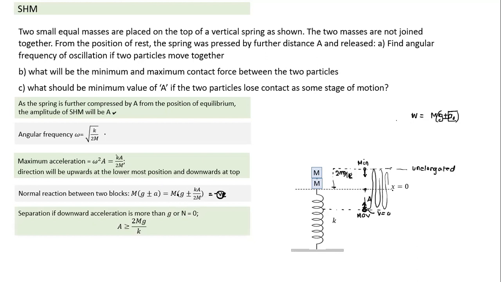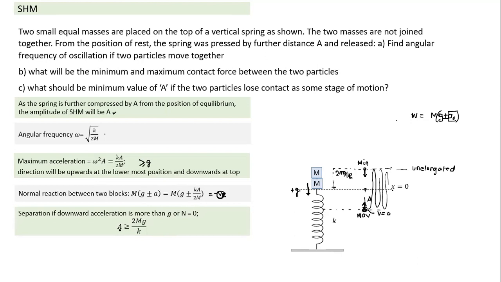Two ways we can understand separation. One way is that the normal reaction becomes 0. Or, the separation will happen when the lower block has a downward acceleration greater than g. An object that is not connected here cannot have acceleration greater than g, thus the separation will happen. So there are two ways to understand it. Either I can write that omega squared A is greater than or equal to g, or when N is equal to 0. Both lead to this condition.